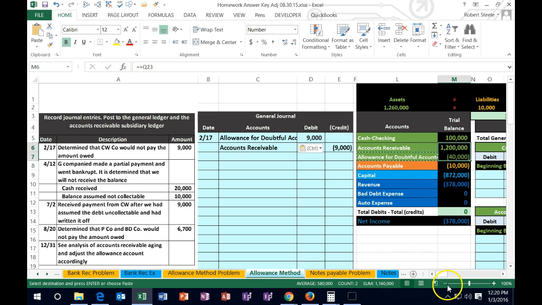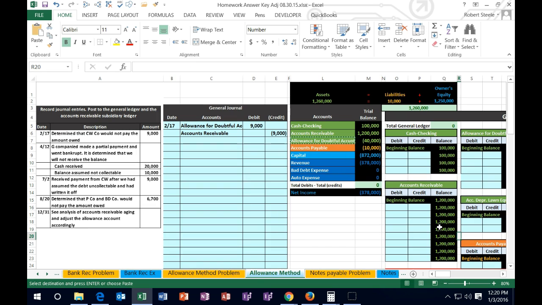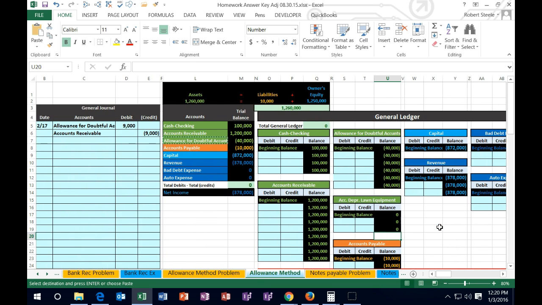I'm going to make this a little bit smaller down here in the taskbar. Let's bring it down to like 80 is probably good. I'm going to scroll over here so we can see more information, and let's post this out.